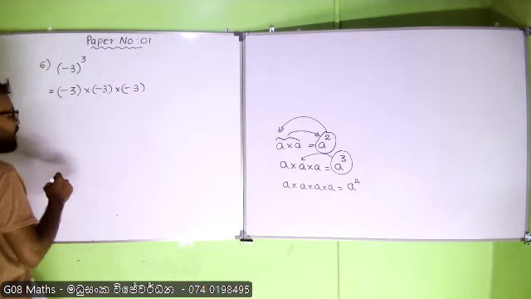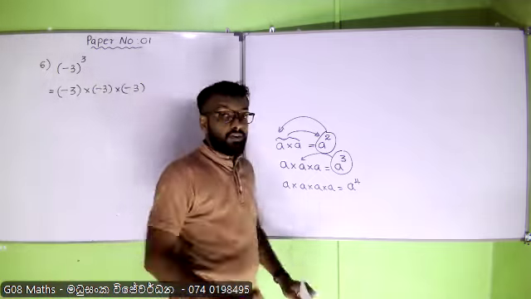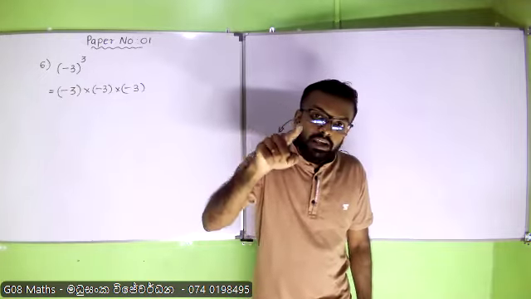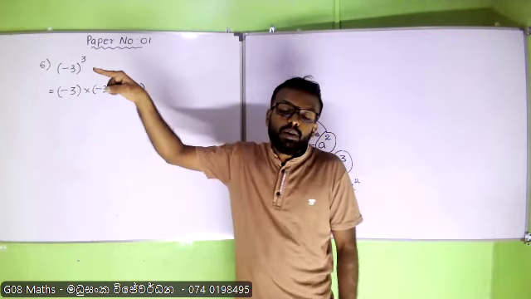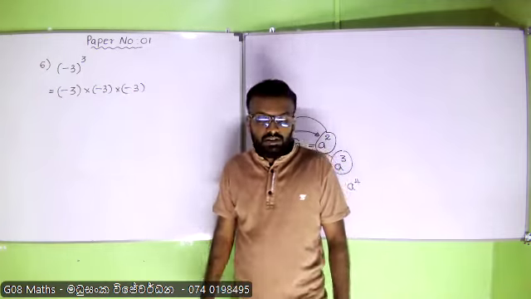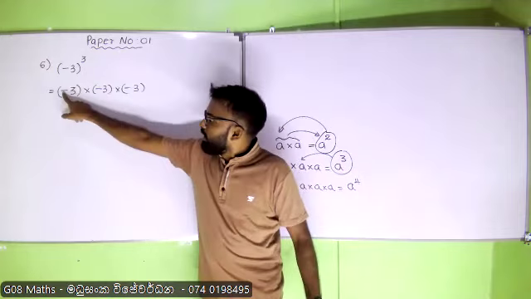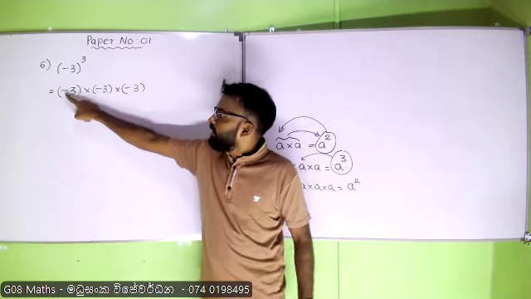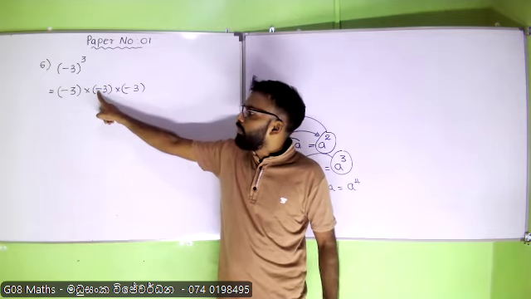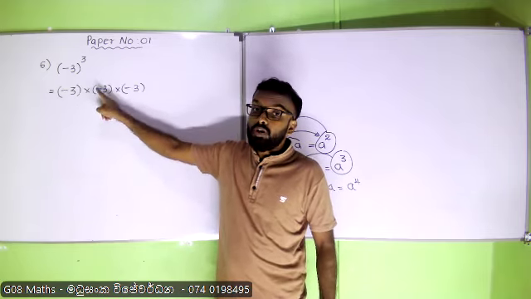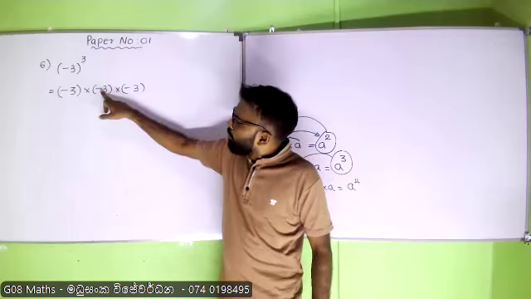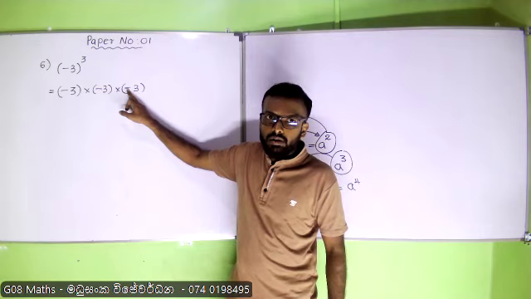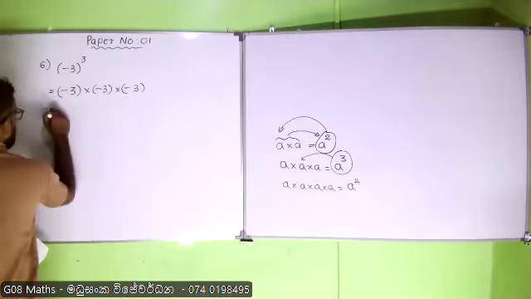Now you know how to simplify. Negative sign multiplied by negative sign multiplied by negative sign. Sign conversion. Now negative multiplied by negative, what is the sign? Positive. Now keep that in your mind. You have positive, positive multiplied by negative, what is the sign? Negative. So your answer should be negative.